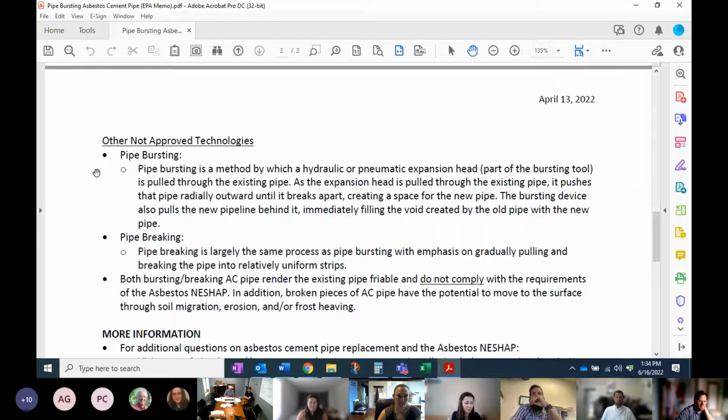And then the bigger news that we want to make sure everybody's aware of is that pipe bursting of asbestos cement is not an approved technology. We did have one drinking water project that had proposed this, and we've had a couple projects in the past that have used this technique. And so this memo is a change to what's been done in the past in Vermont, which is part of the reason why I want to make sure everybody's aware of it.